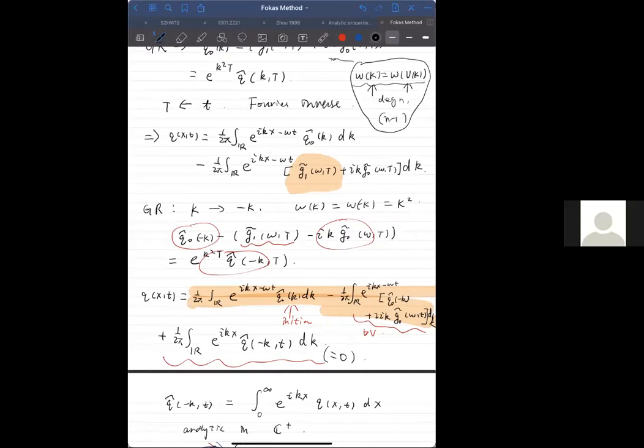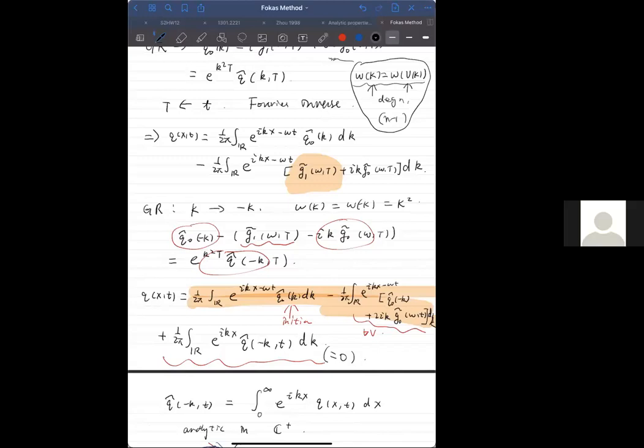So what is the... t is a parameter, right? T is just a parameter. So you are doing the inverse Fourier transform in x. So t is fixed. T doesn't matter actually in this case. T is fixed. Okay, go ahead.